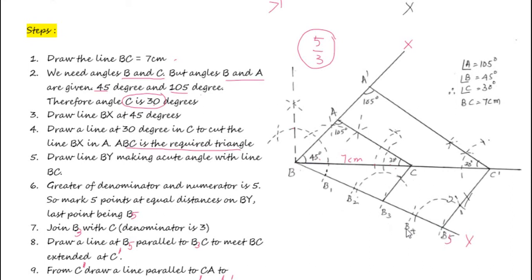Now which point has to be joined with C? That is decided by the denominator. What is the denominator here? 3. So B3 has to be joined with C.